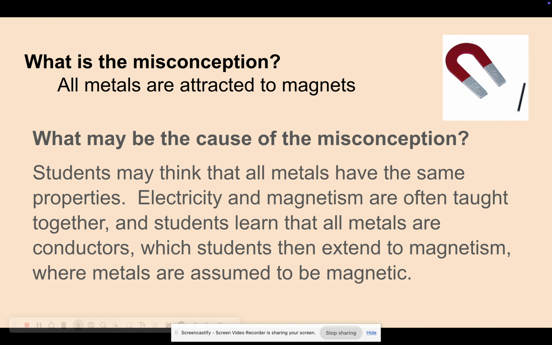And after thinking this through, I think that they think that because many students think that all metals have the same properties. And in addition, we teach electricity and magnetism together, and we actually teach electricity first. And students learn that all metals are conductors. So then when we start magnetism, they extend that thought that all metals are kind of the same to magnetism. And so they assume that metals are all magnetic, just like they are all conductors.